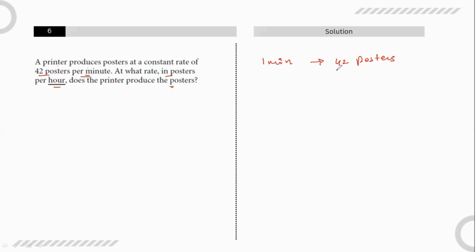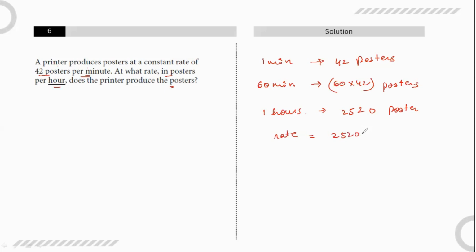So if in 1 minute 42 posters can be printed, then in 60 minutes, what will it be? It will be 60 times 42 posters in 60 minutes. And how much is this? 0 here, 6, 12, 24, and 25. That means 2,520 posters can be printed in 1 hour, right? So that's the rate. What's the speed or rate? That will be nothing else but 2520 posters per hour.